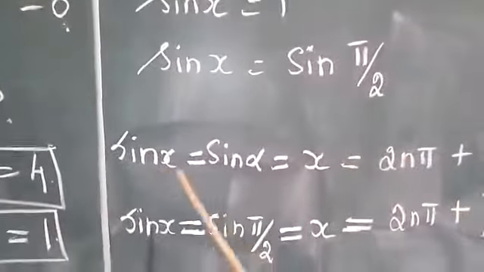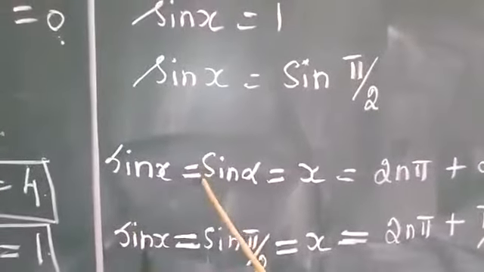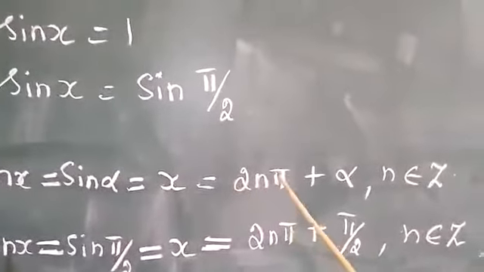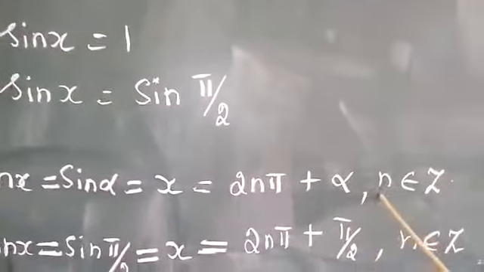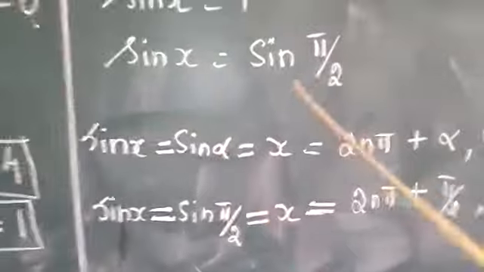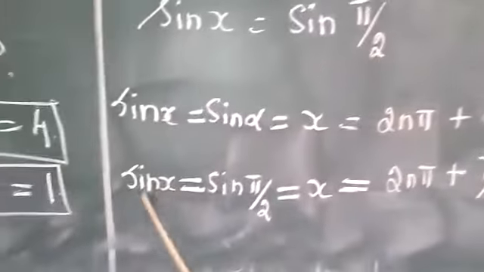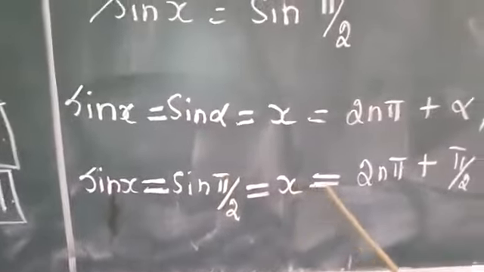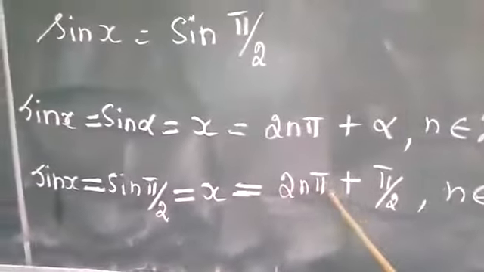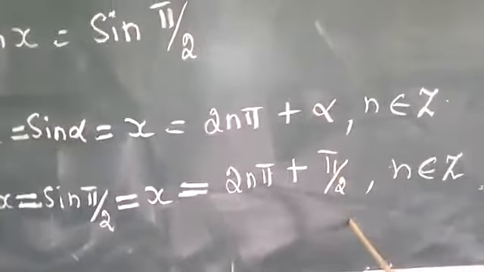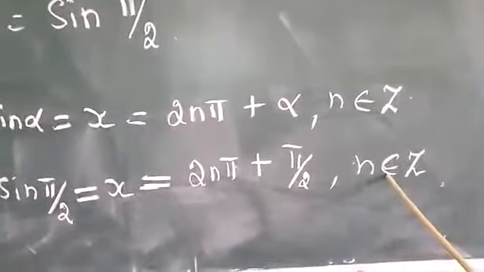The formula is like this: sin x is equal to sin alpha implies x is equal to 2n pi plus alpha, where n belongs to Z. The same formula we are going to apply here. Here in the place of alpha, we got pi by 2. Now sin x is equal to sin pi by 2 implies x is equal to 2n pi plus, in the place of alpha we are substituting pi by 2, where n belongs to Z.